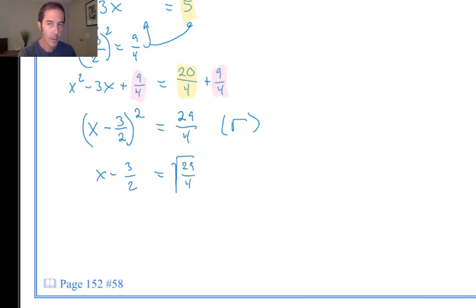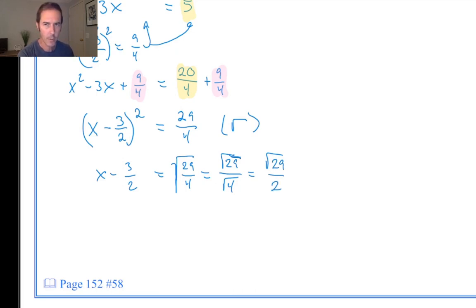A property of square rooting a fraction says that I can also write this as the square root of the numerator over the square root of the denominator, which is nice because the square root of the denominator is a nice number. Square root of 4 is 2.